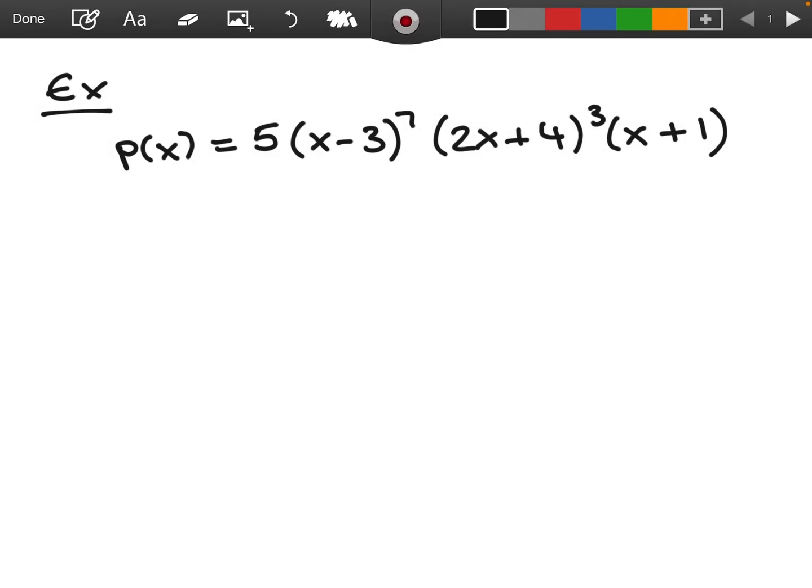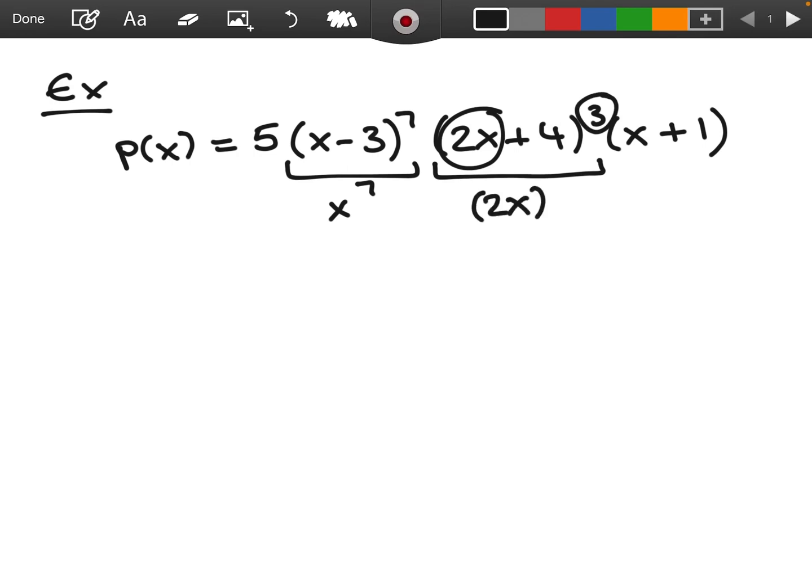So first thing I need to do is to actually find that leading term, to find that power function. So what I'm going to do is I'm going to see what my leading term would be by multiplying out the leading term for each one of my parentheses. So for this parenthesis here, I can see that my leading term would be x to the 7. My leading term here, well, I've got 2x, which would be multiplied by itself 3 times, so it would be 2x cubed. And then I've just got an x on the end, so my leading term here is x. It's to the power 1, so x to the 1 is just x.